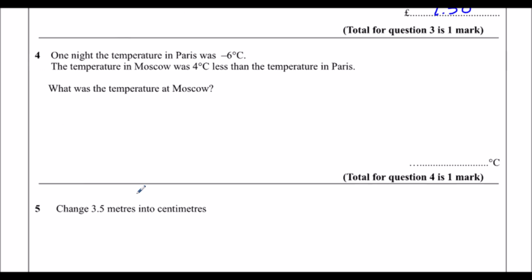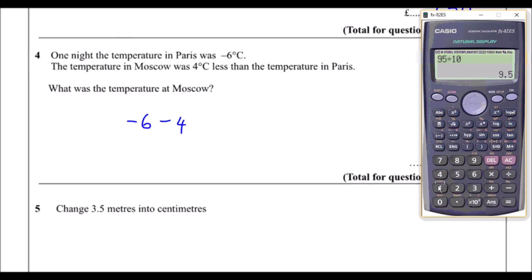Question 4. One night the temperature in Paris was -6 degrees Celsius. The temperature in Moscow was 4 degrees less than the temperature in Paris. What was the temperature in Moscow? So what is 4 less than -6? So it's -6 take away 4, and you can check that on the calculator. -6 take away 4 is -10.